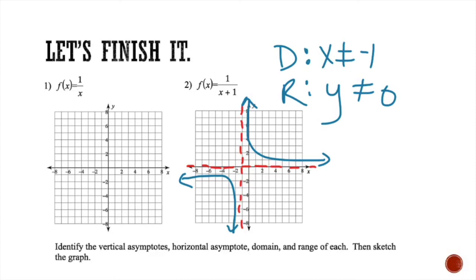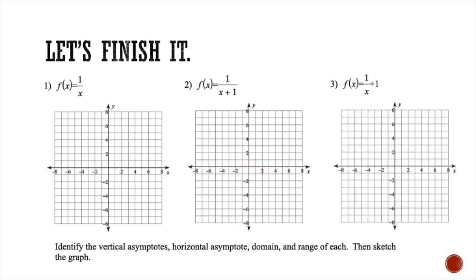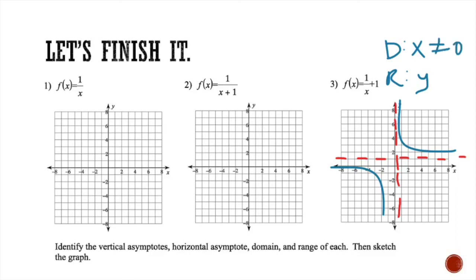What about number 3? Number 3, we're going to move it up 1. And because you move it up 1, y will not hit 1. And our domain will be x not equal to 0, and our range will be y not equal to 1, because it never hits it. So basically, it's just not equal to our asymptote. That's correct.